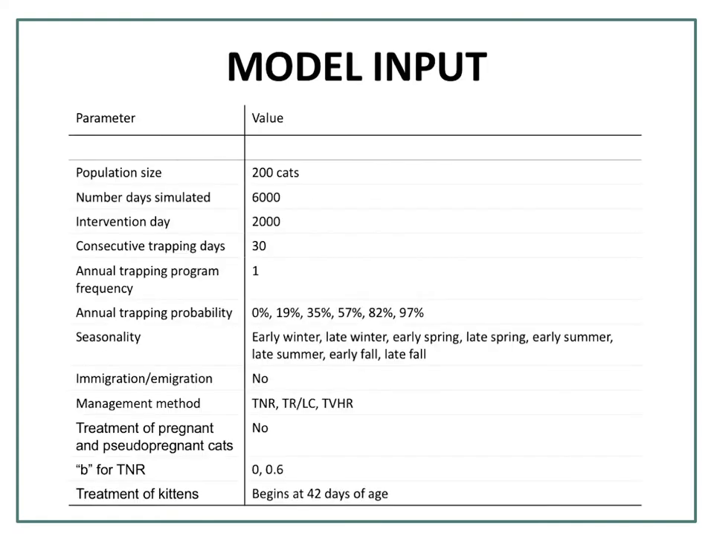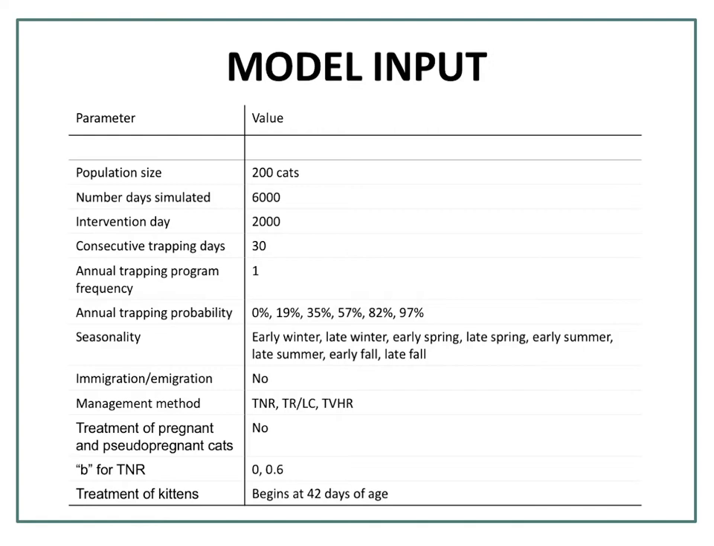So for model inputs, we have looked at a population of 200 cats over the course of 6,000 days, where the first 2,000 days are just a burn-in period for the population to reach a steady state. We look at a yearly trapping program that happens over the course of 30 days, and within that 30-day period, between 0 and 97% of a feral cat population is trapped.